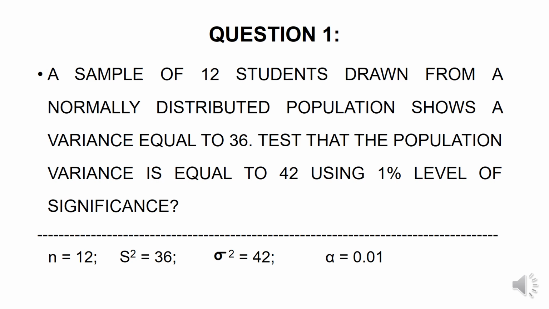So students, please understand what you are given in the numerical. You are given certain values and let's try to summarize them for your reference. The number of observations is equal to 12. The sample variance is equal to 36. And the population variance which you are required to validate is equal to 42, and you have to test the entire situation at a 1% level of significance, that is, the value of alpha is 0.01.